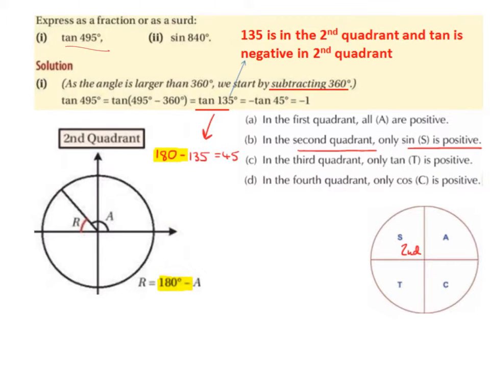And if we are trying to find the reference angle in the second quadrant, the reference angle is 180 degrees minus the angle itself. So it's going to be 180 degrees minus 135 degrees, which is 45 degrees. So tan of 135 degrees is minus tan of 45 degrees. Tan of 45 degrees is 1. So minus tan of 45 degrees is minus 1. So tan of 495 degrees ends up being minus 1.